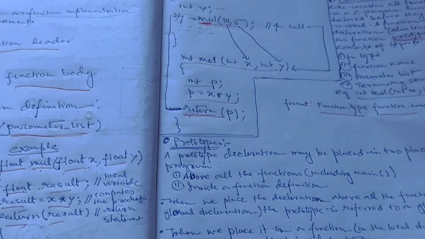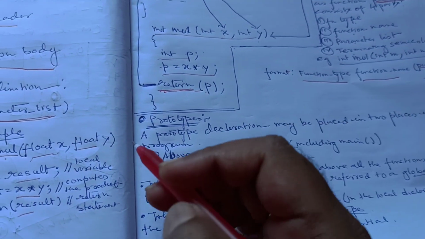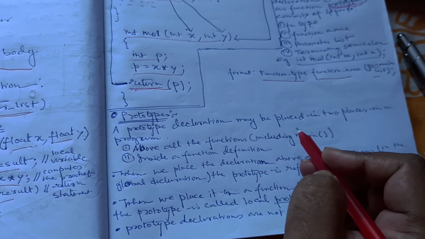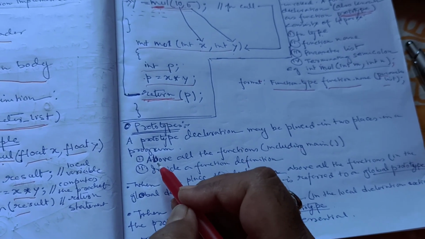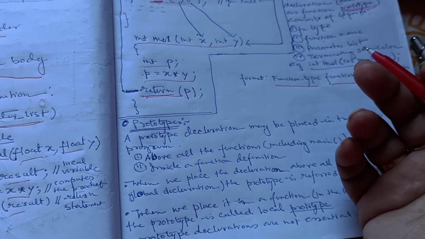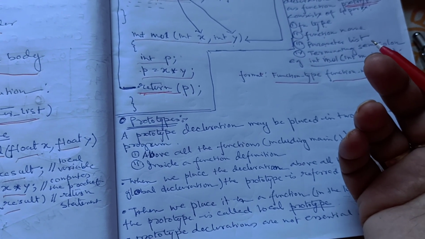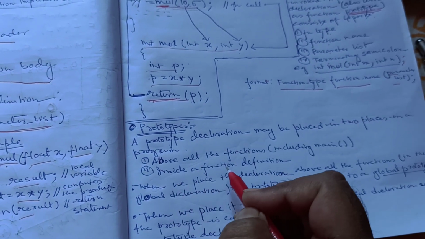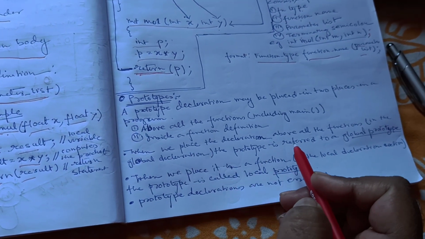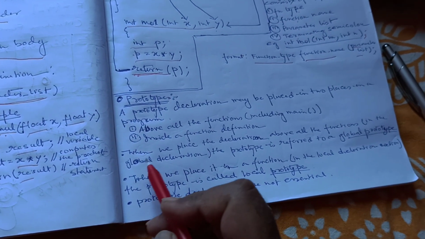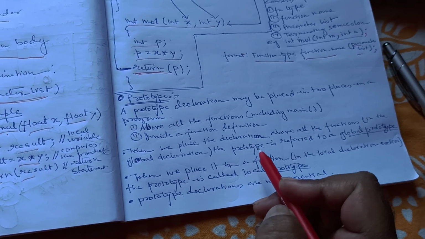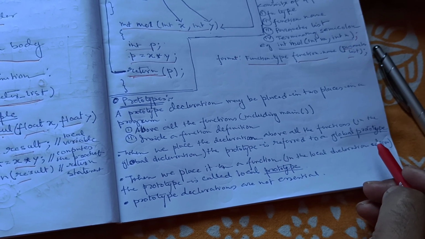Now we will go to the topic prototypes. A prototype declaration may be placed in 2 places in a program: above all the functions including main, that is in the global declaration part, or inside a function definition. When we place the declaration above all the functions, in the global declaration, that prototype is referred to as a global prototype.